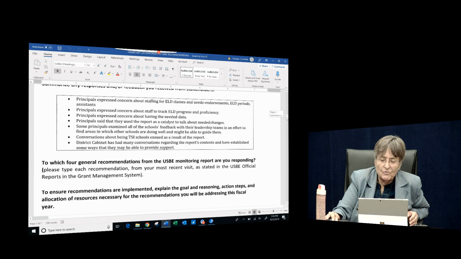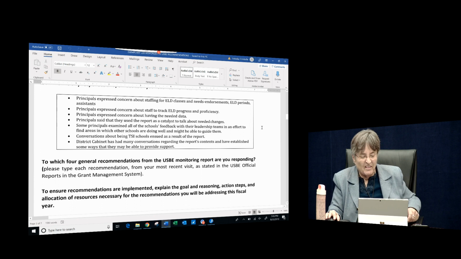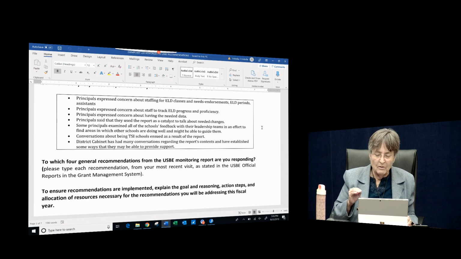Now, the thing that's really interesting about this is the principals expressed the concern about staffing and the need for endorsements. They ended up using the report as a catalyst to talk about needed changes. Some principals actually looked at other schools and commendable practices, and they went to visit there. They had their leadership teams working together.